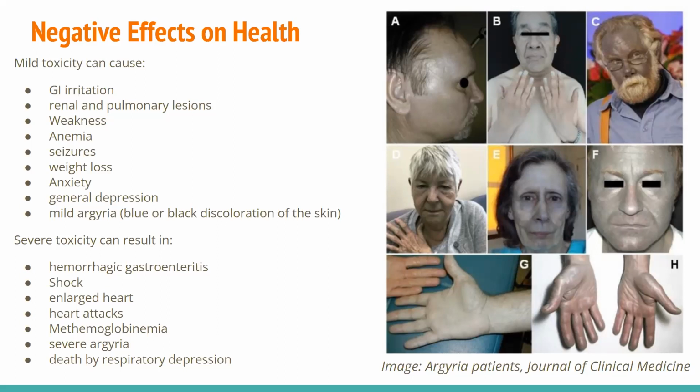Mild toxicity can cause GI irritation, renal and pulmonary lesions, weakness, anemia, seizures, weight loss, anxiety, general depression, and mild argyria, which is what you see right there, the blue or black discoloration of the skin. Severe toxicity can result in hemorrhagic gastroenteritis, shock, enlarged heart attacks, methemoglobinemia, severe argyria, and death by respiratory depression.